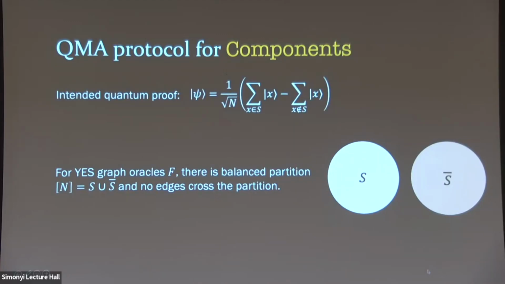And here's the intended quantum proof. This is what the prover should send to the verifier. It's going to be a uniform superposition over all the vertices, except there's a minus sign on all the vertices that are in, let's say, the second component. It doesn't really matter what you call first and second component, because it's this state up to a minus sign.